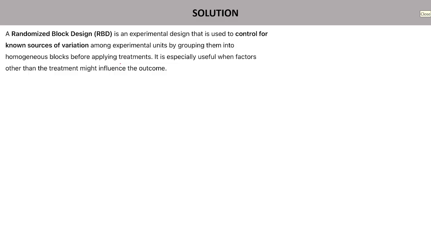If there are different treatments that we are trying to compare, there are chances of high variation. To control the variation, because we know the source of variation is a large number of treatments, what we do is make blocks of different treatments which are also randomized, and then make multiple such blocks. This will regulate the variation that might arise due to different kinds of treatments. So it is especially useful when factors other than the treatment might influence the outcome.